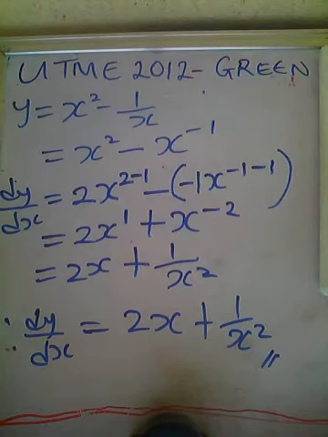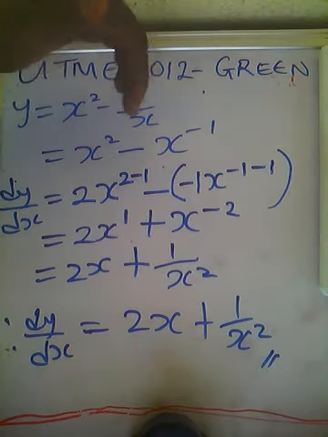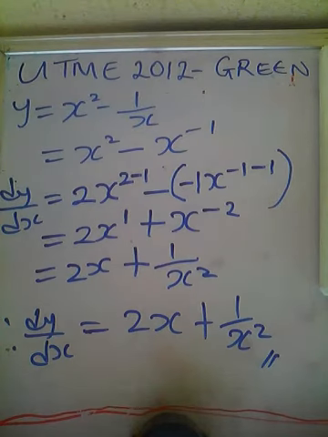That is the derivative of the function x squared minus 1 over x. And that answers number 37 of the UTME 2012 paper type green. Now we have that in option D. Option D is the correct option for that year question.